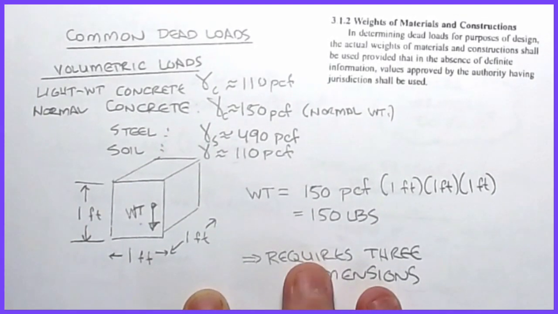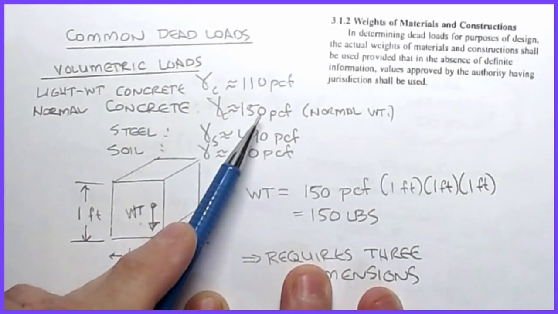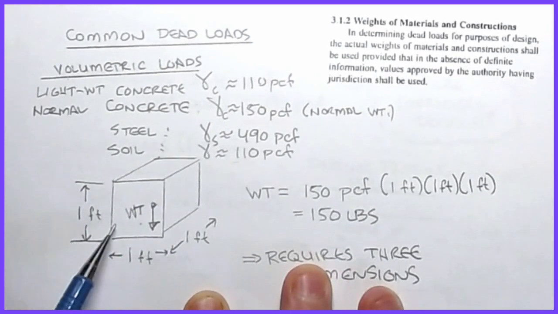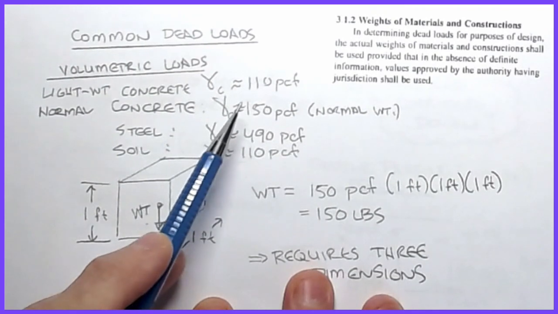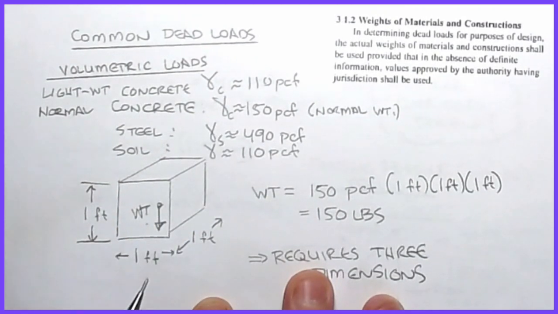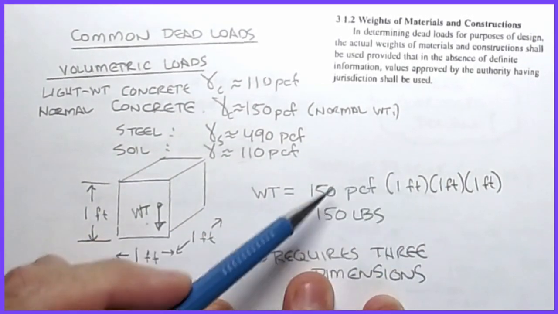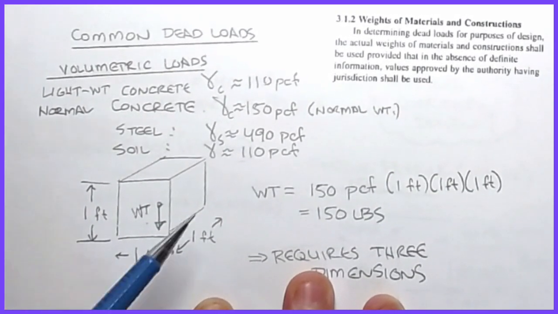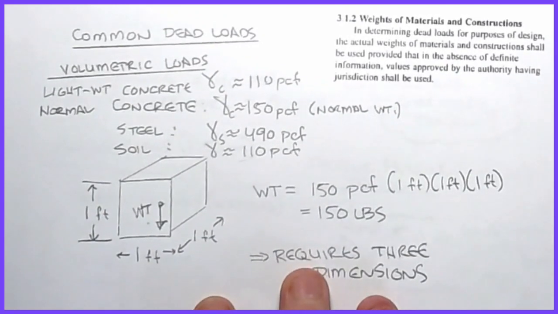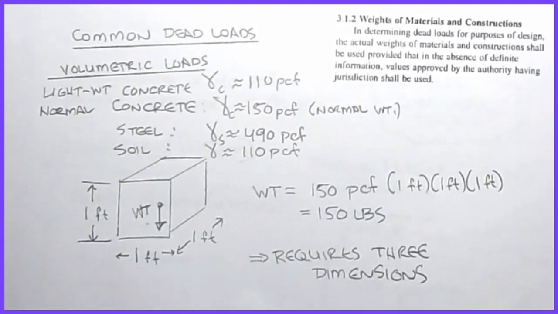So if I know the density or the specific weight of the material, this gamma value, then I can quickly calculate the weight of the object based off of that particular distance. For example, if we had a normal weight concrete block at 150 pounds per cubic foot, and it's 1 foot by 1 foot, you know that weighs 150 pounds. If the wall is 10 feet long and 10 feet high and 1 foot thick, you can alter the dimensions accordingly, and that can quickly get you to a weight or a dead load associated with that particular object.